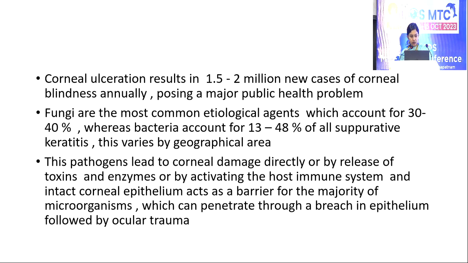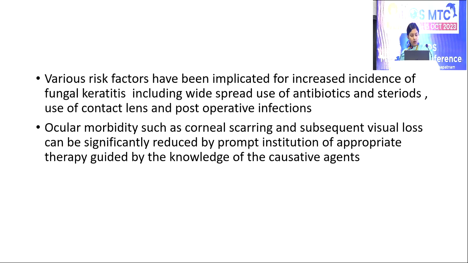Fungi are the most common infectious agents, which account for 30 to 40%, which is the major chunk, whereas bacteria account for 13 to 48% of all infective keratitis. This varies by geographical area. These pathogens lead to corneal damage directly or by release of toxins and enzymes or by activating the host immune system. Intact corneal epithelium acts as a barrier for the majority of microorganisms, which can penetrate through a breach in the epithelium following ocular trauma.